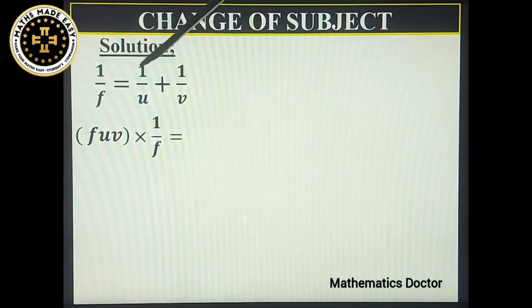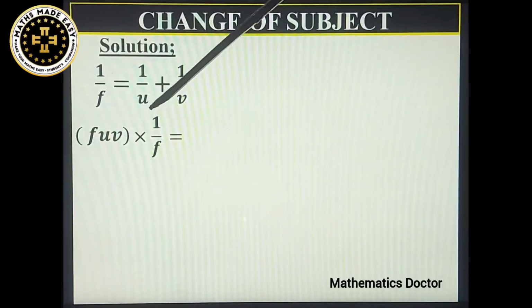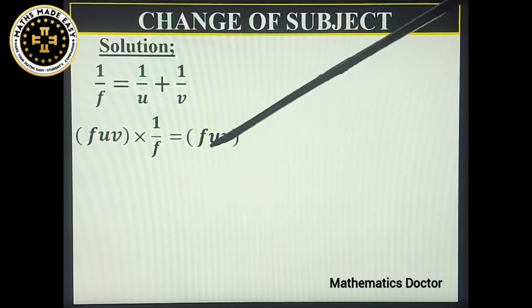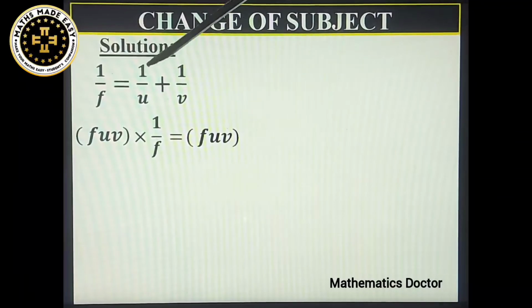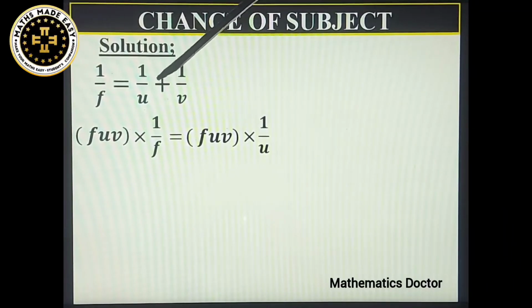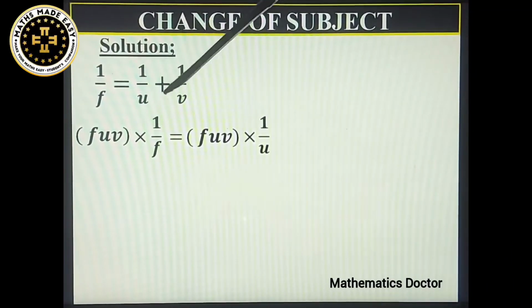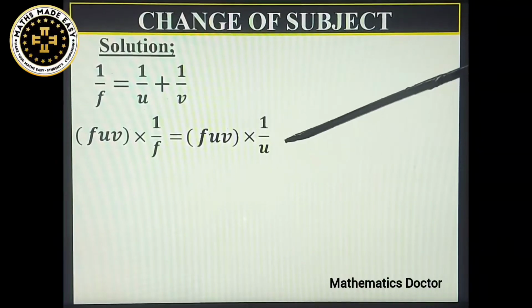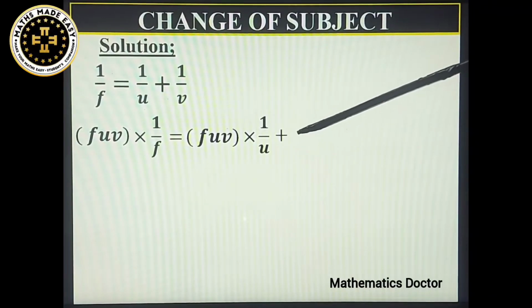Then the next term is 1 over u, which is also a fraction. So we will multiply the LCM fuv by 1 over u, so fuv times 1 over u. There is a sign immediately after 1 over u, which is an addition sign. So please bring the addition sign in place.